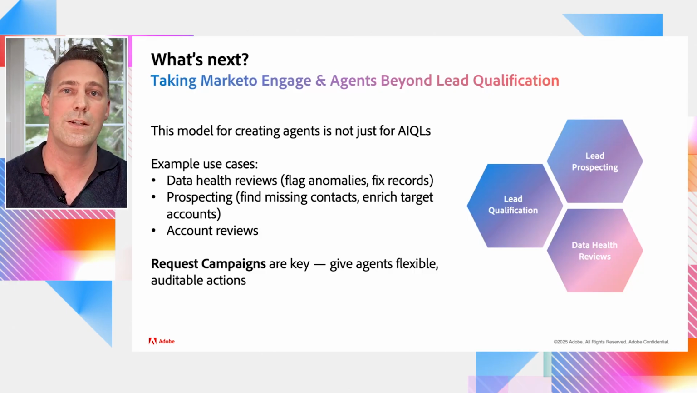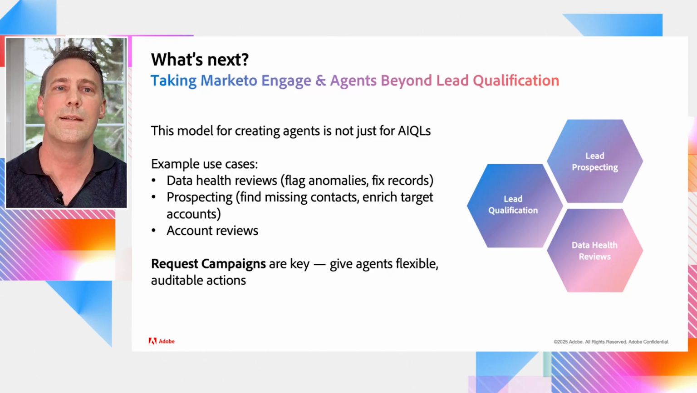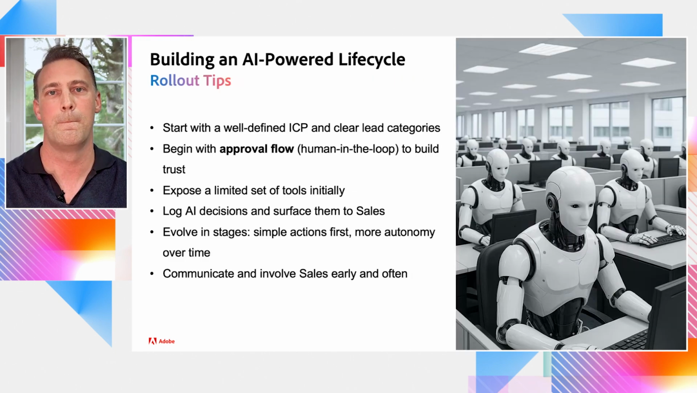You can build prospecting agents that identify missing contacts for target accounts, doing outreach, and flagging the best accounts to prioritize. Agents can also optimize your nurture streams, adjusting cadence or content based on how the leads are engaging. And they can also do campaign QA, reviewing campaign setups or monitoring for unexpected drops in engagement. The key here is that we have a flexible, auditable way to use AI agents while still fitting cleanly into the way Marketo works. And once you've built this pattern once, AIQL is just the beginning.